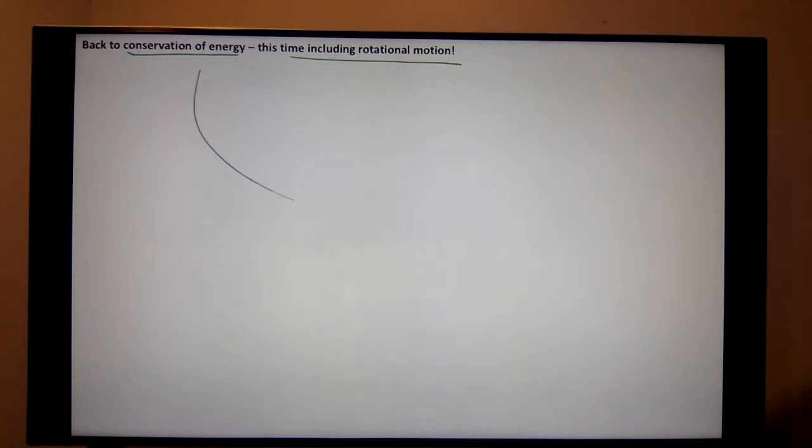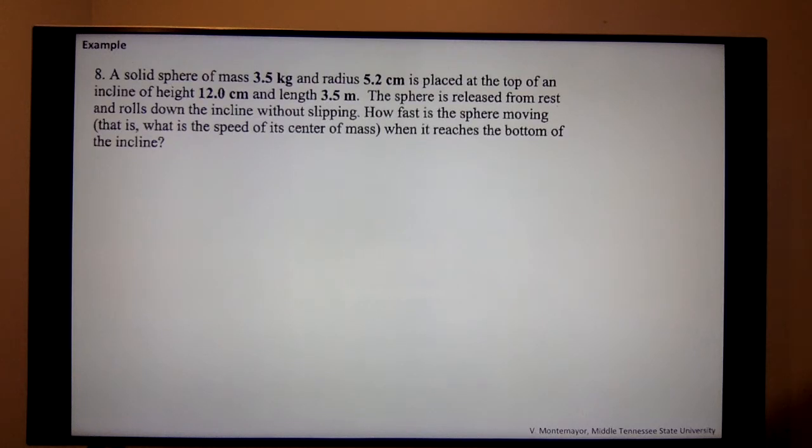And the best way for me to do this is just to go to the next slide and do an example. And you can see this time we have a solid sphere, and it's going to be placed at the top of an incline. It's released from rest, and it rolls down the incline without slipping. It wants us to find how fast the sphere is moving when it reaches the bottom. Not how fast is it rotating, but how fast is it actually moving forward. So let's pretend we have an incline that looks something like this, and it reaches ground level.